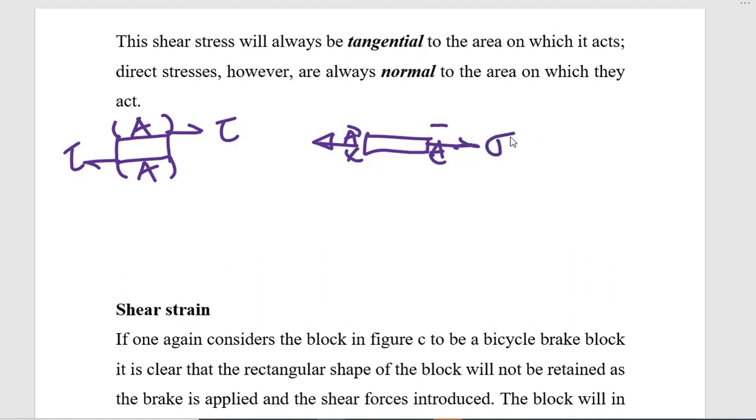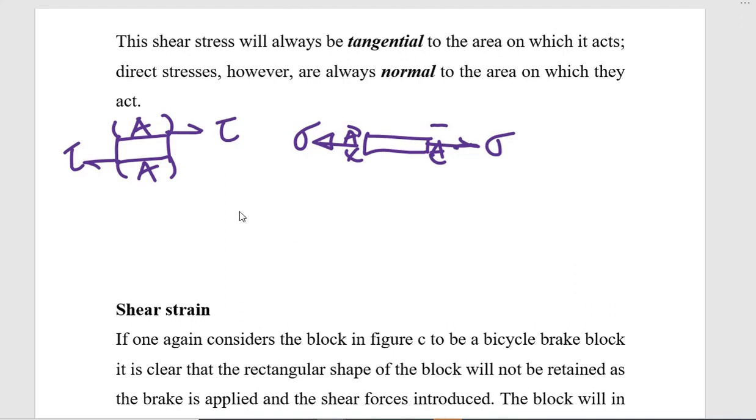Now, this is the normal stress system. So you can note the difference between shear stress and normal stress. The shear stress is acting tangentially to the area on which it is being applied, whereas normal stresses or direct stresses are always acting normal to the area on which they are applied.